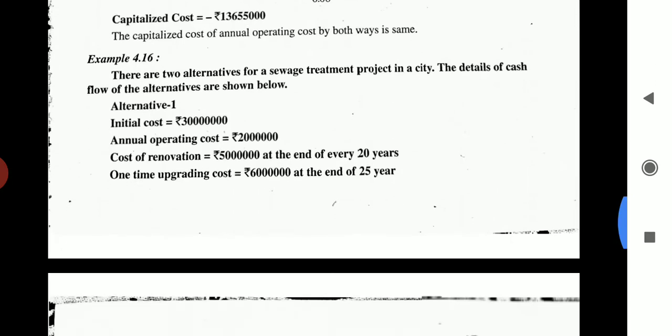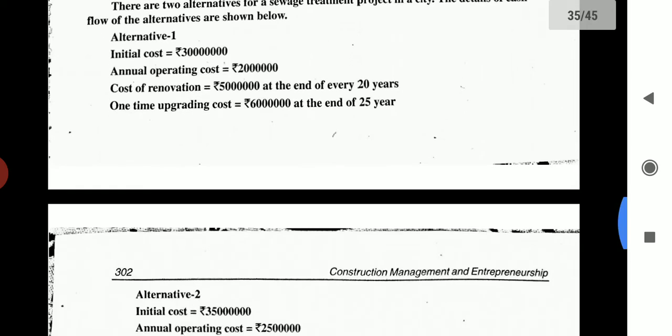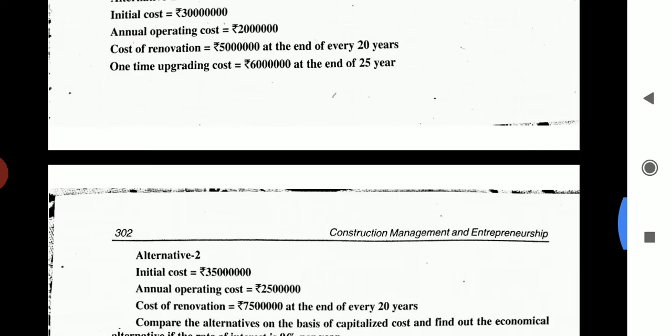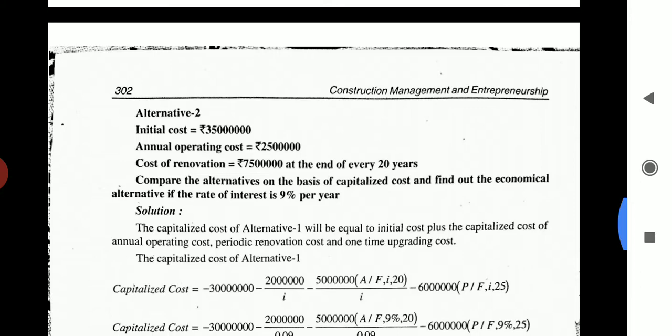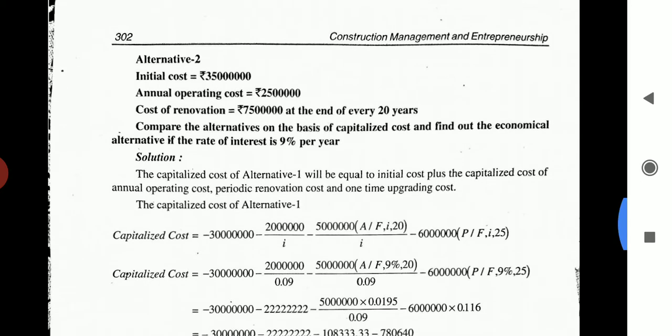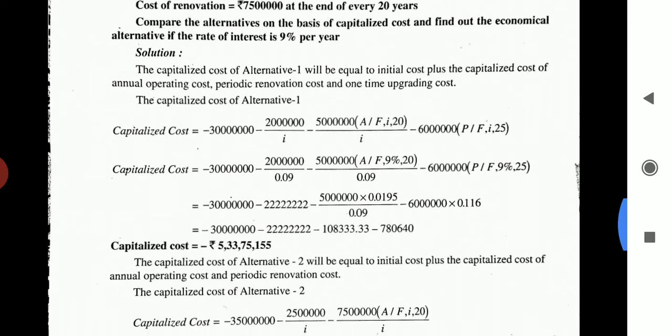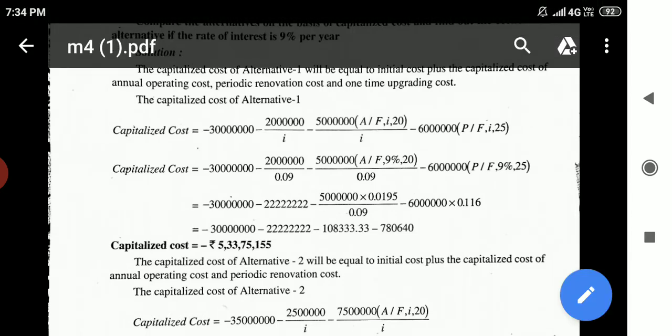capitalized cost. Okay, next problem: there are two alternative sewage projects in a city. The details of the cash flow diagram are like this: initial cost, annual cost, and also cost of renovation, a one-time upgrading cost at the end of 25 years, and he gave alternative 1 and alternative 2. Corresponding to alternative 1, he mentioned the initial cost, and also the operating cost and also the salvage amount.